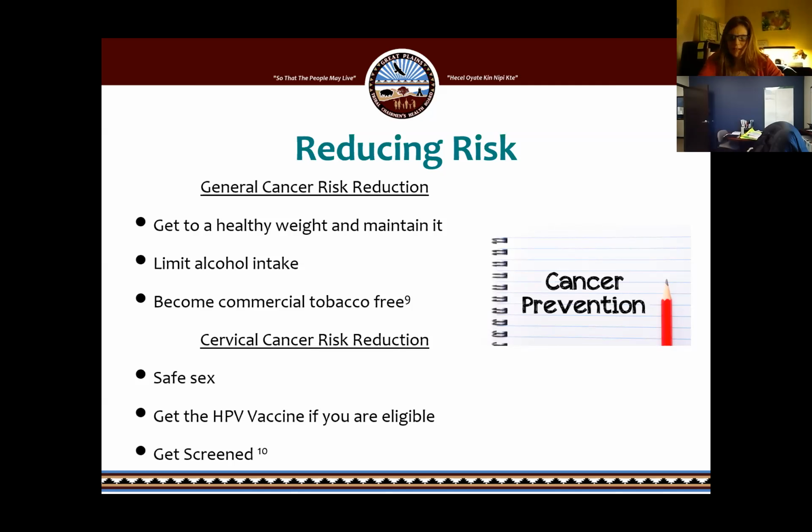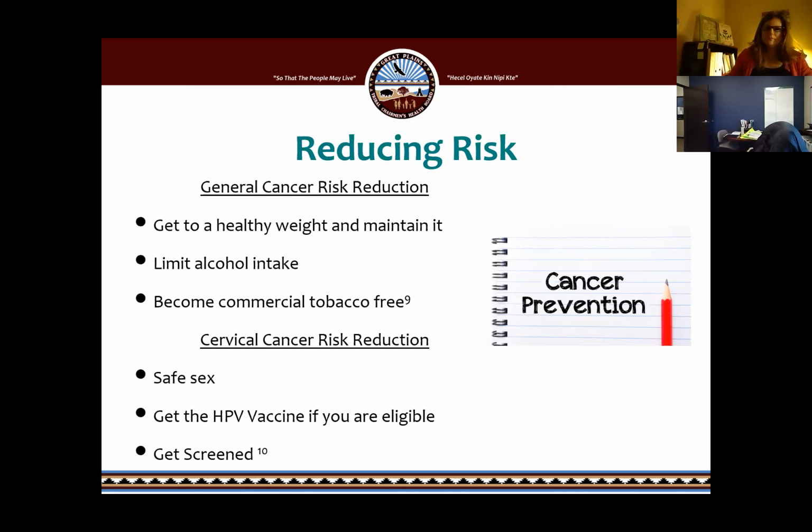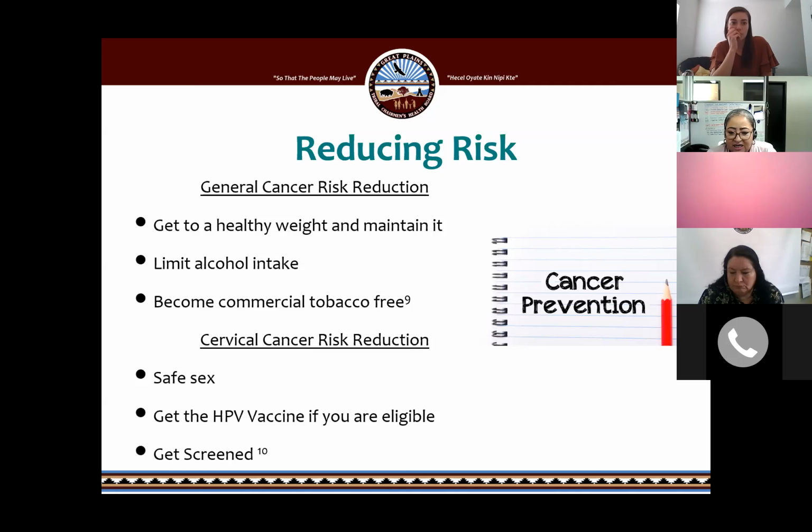Waiting to have sex until you are older can help you avoid HPV. It also helps to limit your number of sexual partners and to avoid having sex with someone who has had many other sexual partners. The most effective way to reduce your risk of cervical cancer is to get the HPV vaccination at the recommended time. We will discuss additional HPV vaccine recommendations later in the presentation.